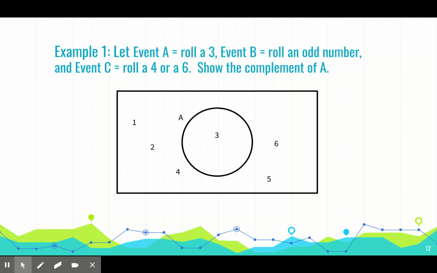If I would like the complement of A, it would be everything outside of A. So that would be denoted by highlighting all of those values. So it would be all the space outside of that circle of event A.